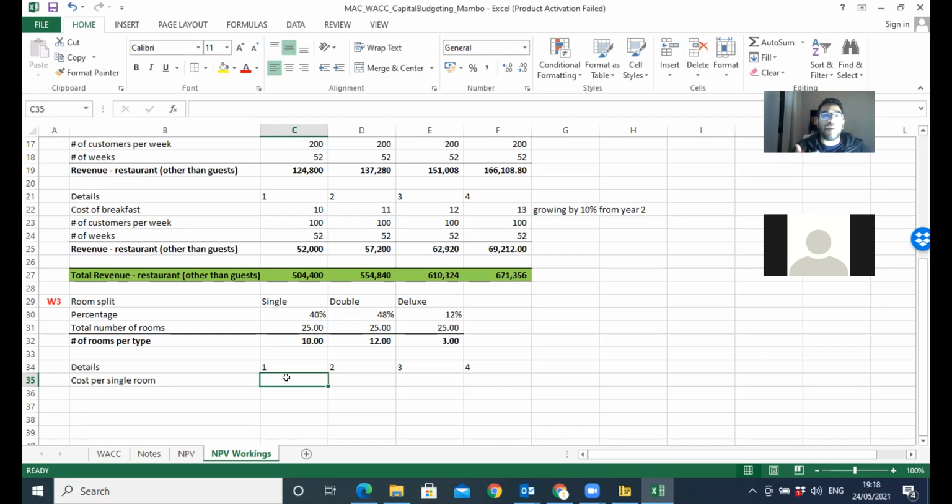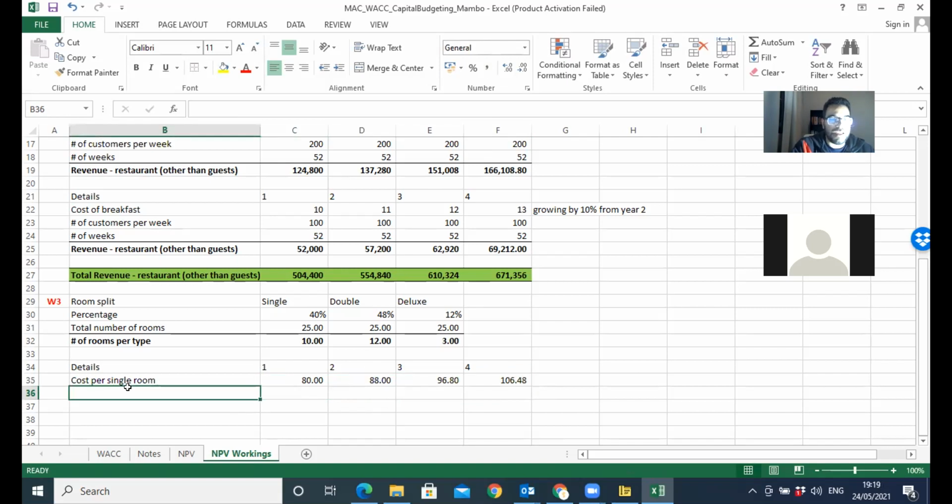So like I said, I may be wrong. We may have to have grown from year one, but I'm not doing that for now. So that is something you can maybe find out from your lecturers, what is implied over there. So now I'm going to grow it by the 1.1, that multiplied by 1.1, because I said each year it will grow by 1% for all revenue, all streams of revenue, all types of revenue. Okay, so that is the cost per single room.